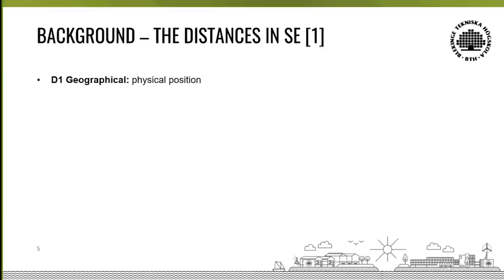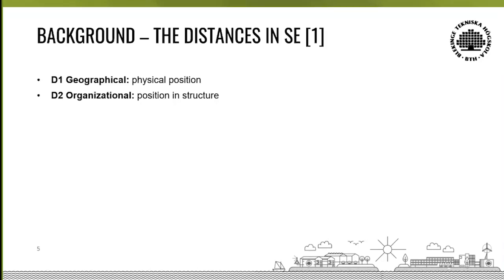Now, in their studies, Pearson et al. have identified 8 distances. I'm going to go through them quickly and show what these distances are. D1, geographical distance, is the physical position: the distance between two actors and where they are positioned physically. This is apparent in more outsourced projects where the supplier is away from the customer, and in global software development where we also have offshoring.